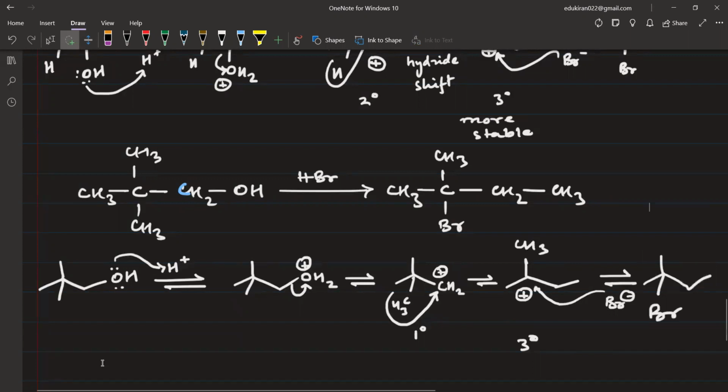Can you write it down? Now this shift is known as 1, 2 methyl shift.